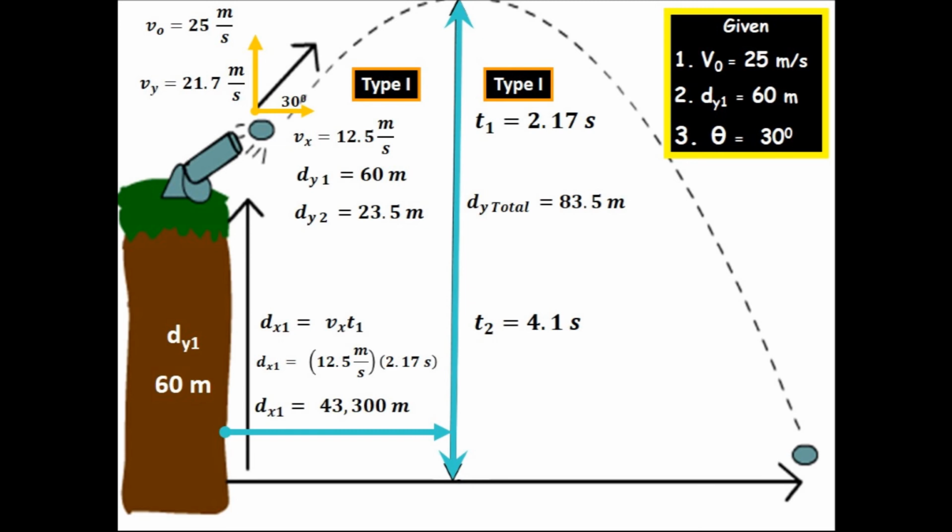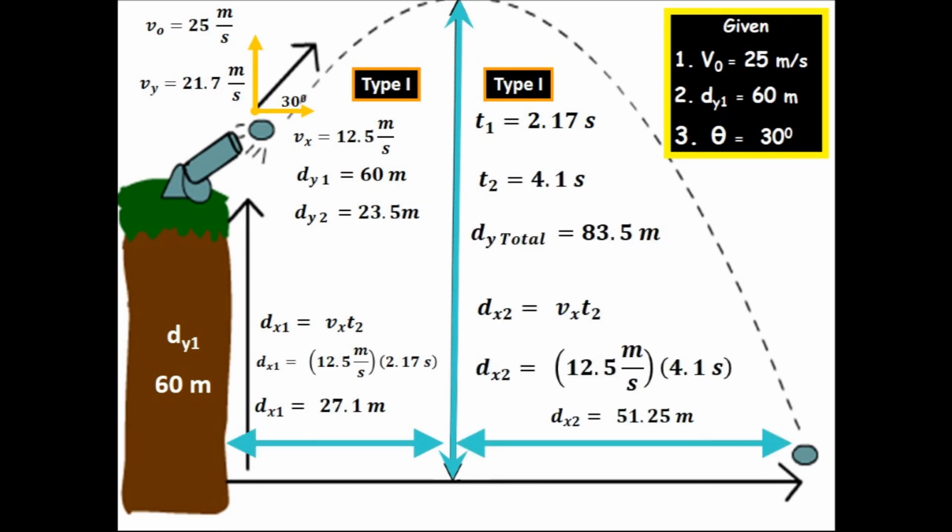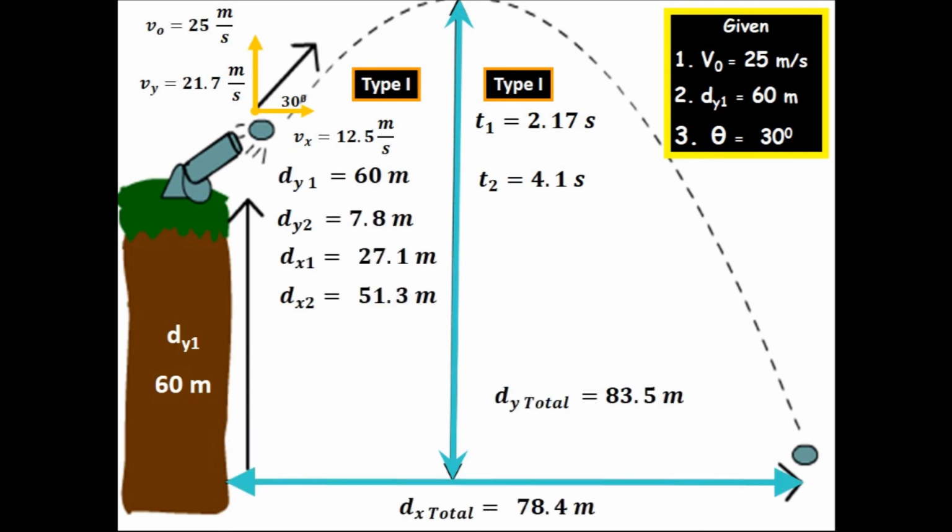I can find dx1, which is going to be 12.5 times 2.17. That's 27.1 meters. And then 12.5 times 4.1 is going to be 51.25, or 51.3, I think I'm going to call it. So then you add dx1 and dx2, and you get 78.4 meters as dx total. And that concludes the problem. One more problem to go. Good luck, and let's begin.